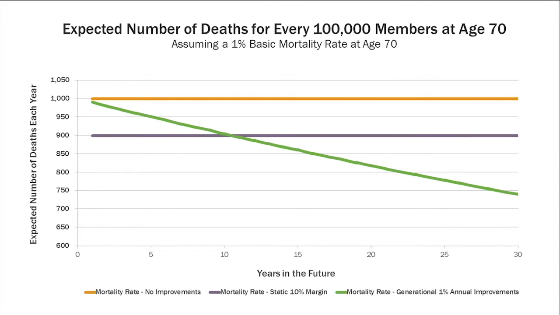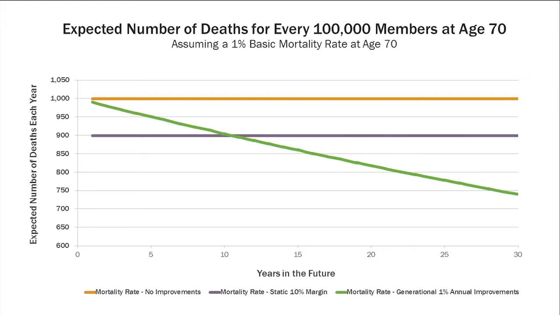Our current approach is to have a static improvement, a flat improvement that remains the same for all years. So let's say we have a 10% improvement. Instead of expecting 1,000 deaths a year, we're now expecting 900 deaths a year. That's the purple line you see, and it's flat and remains the same. When we do our actual projections, and remember, we go 50, 60, 70 years into the future, under the static approach, someone at 70 today versus 70 in 10 years or 70 in 20 years, we use the exact same rate.